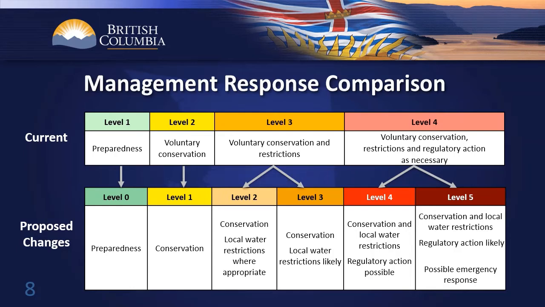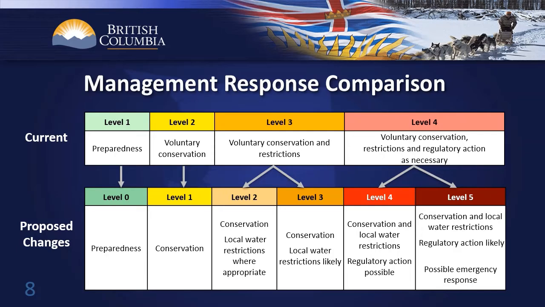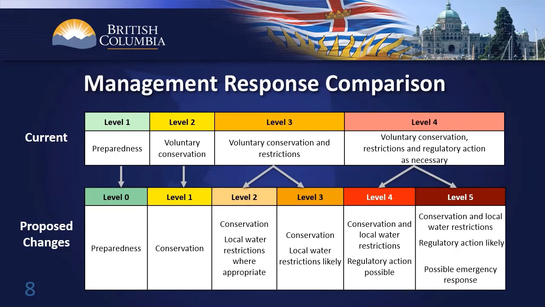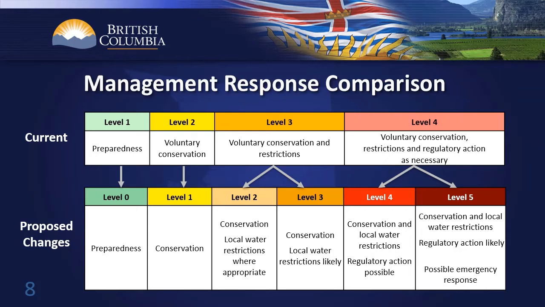Taking these issues into consideration, the new wording for drought level 2 indicates local water restrictions where appropriate, whereas level 3 states local water restrictions likely. At levels 4 and 5, local water restrictions would be expected under most conditions, and provincial regulatory action is either possible at level 4 or likely once we reach level 5. At drought level 5, emergency responses could also be triggered where appropriate. These changes aim to achieve a better balance between certainty and flexibility on what management responses to expect at each level in the scale.